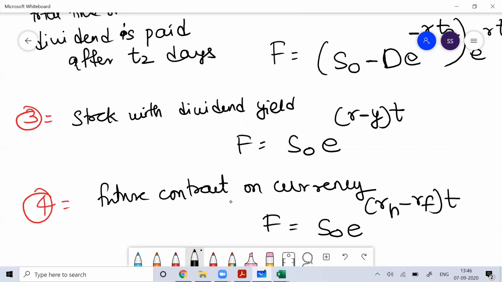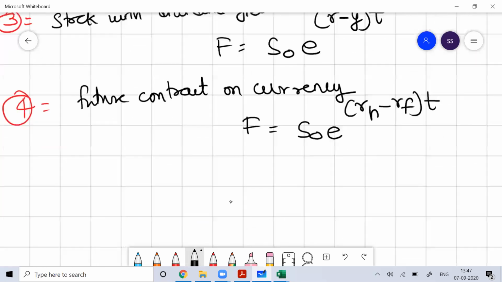You know that currency always trades in pairs, and whenever you talk about currency, you need to consider both factors: the interest rate of the home country and the interest rate of the foreign country. I believe you know about direct quote, indirect quote, and all. Currency movement depends upon the interest rate of the home country, and also on the interest rate of the foreign country. So this is the formula we follow whenever we talk about a future contract on currency. Remember this formula.